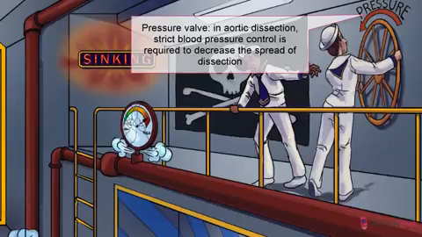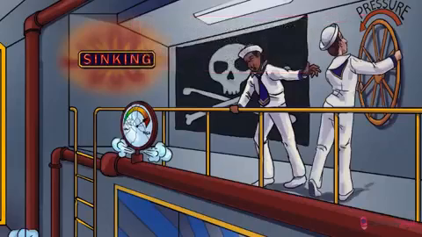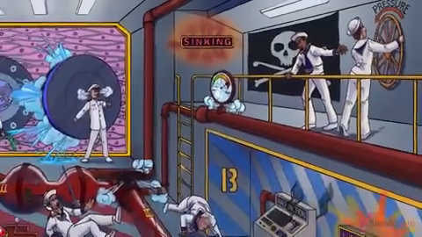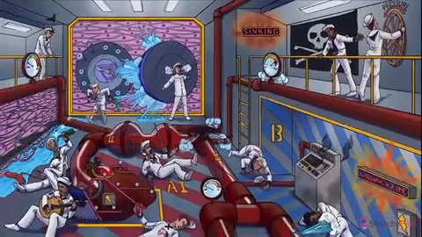Surgical intervention in type B dissection is sometimes necessary, however, especially if it involves the aortic branches, if it starts to spread, or if hypertension persists. And that's it. Let's see how much damage we've done here.